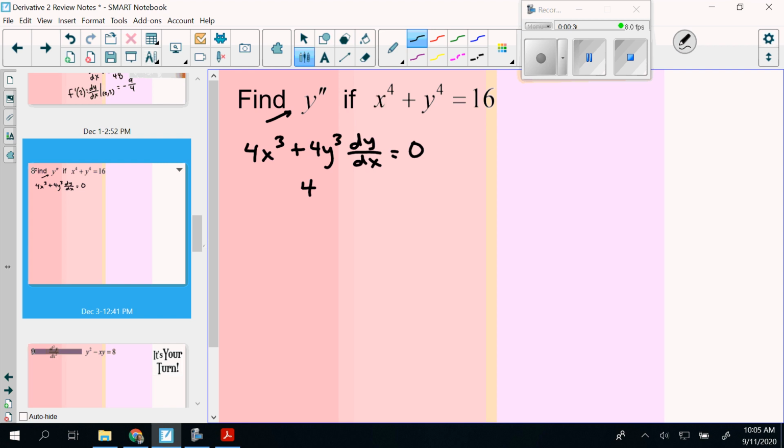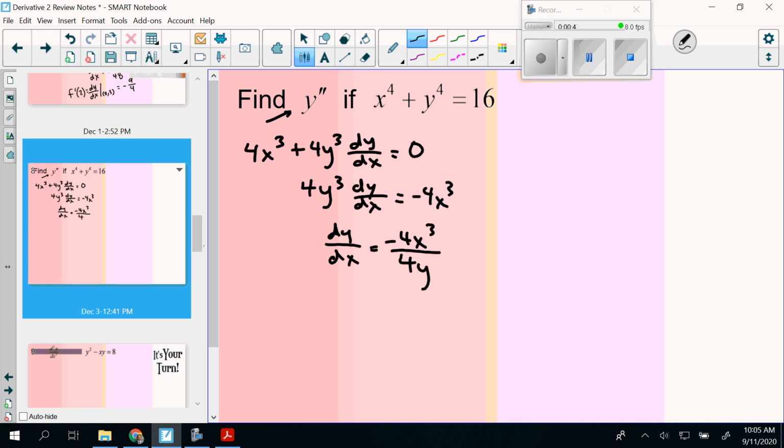Now let's solve. We'll subtract that 4x cubed to the other side, and then we'll divide by 4y cubed. And then the last thing we can do here, those 4's cancel, so we can make it a little more simplified. The first derivative here ends up being negative x cubed over y cubed. So that's our first derivative. We could also write it as y prime.